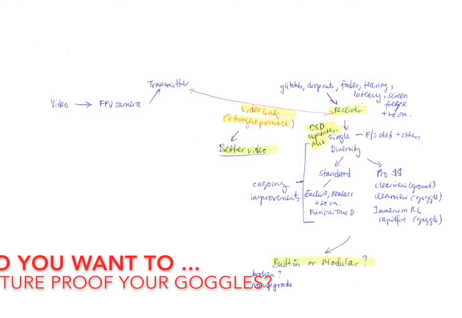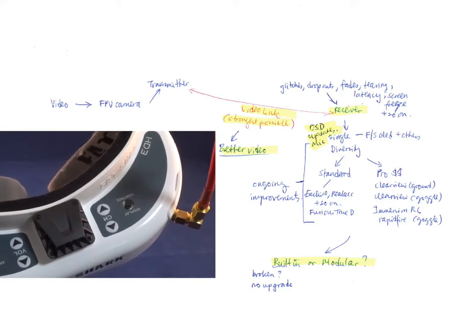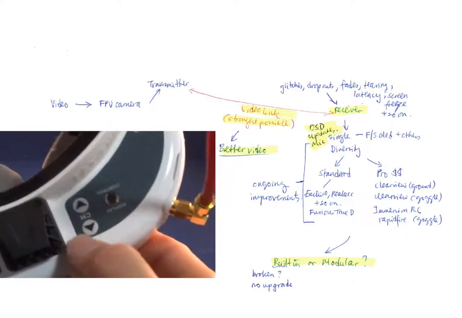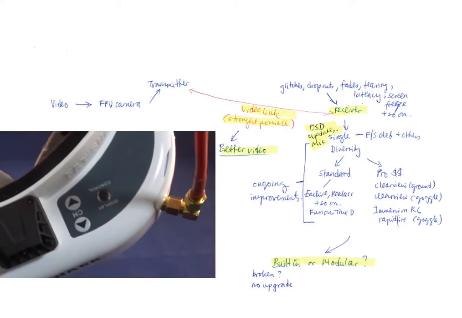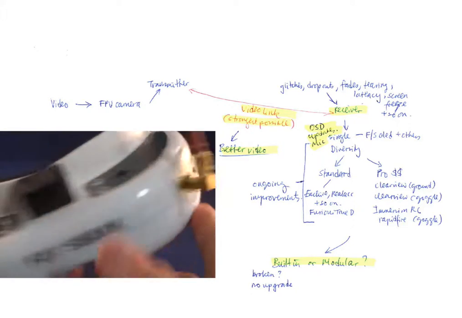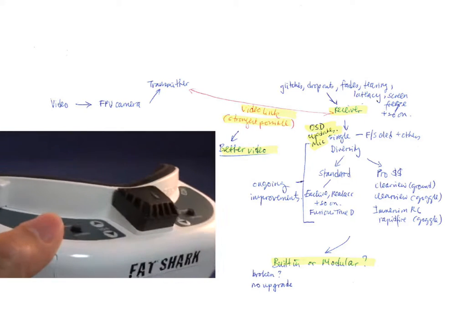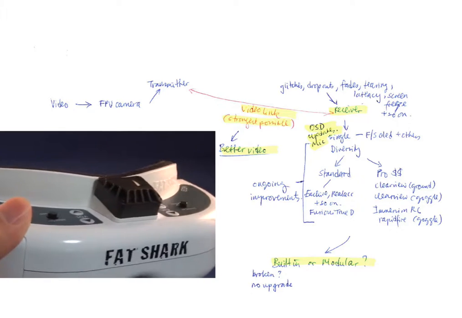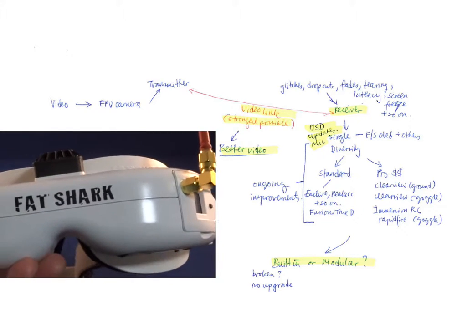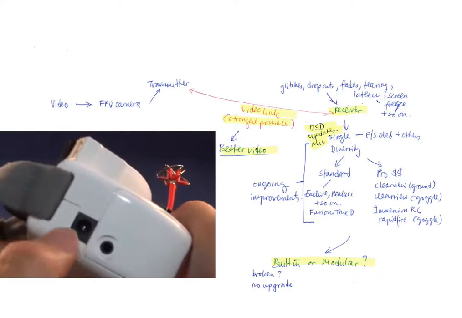The video receiver for Fatshark type of goggles is very important, because it will help to improve the video quality. If you don't have a good video receiver that can create a strong video link, you're going to have a lot of glitches, dropouts, fades, tearing, latency, screen freeze, and so on. A good receiver also comes with OSD, you can update the receiver, and sometimes it comes with a mic.